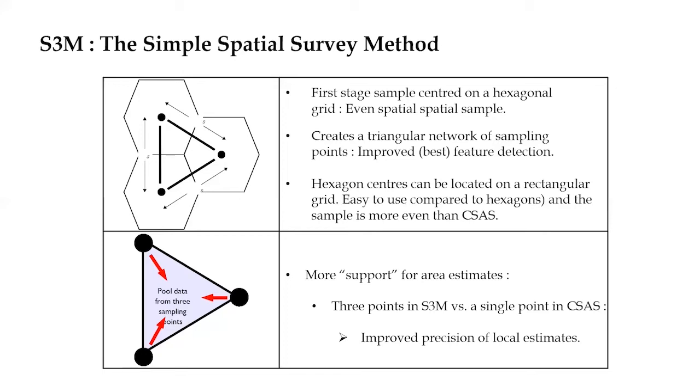Now, usually, because we were using efficient sampling methods, we could do 2 or 3 villages close to the center of each square. But we can do the same thing here, and we actually have 3 points versus a single point. So we've got more support for the estimate that's in the triangular tile, and that gives us improved precision of the local estimates. Next slide, please.